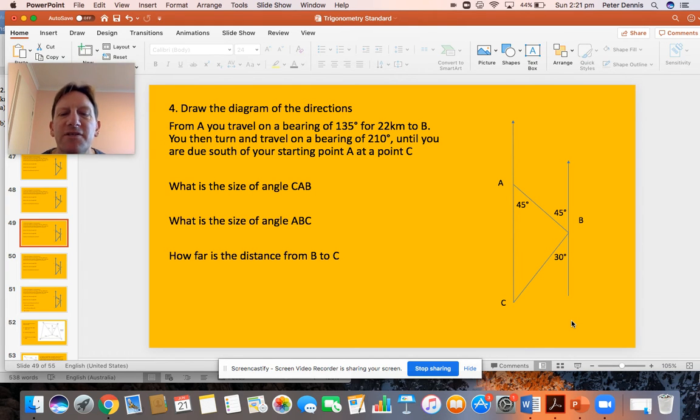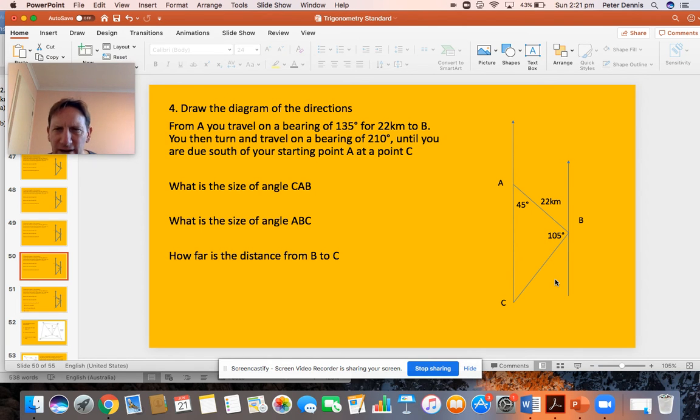How far is the distance BC? So that's this distance here. Oh, hang on. Did I do that? Angle ABC, we haven't quite got that yet. We know that's 180. We know that's 45 and that's 30. So that's 75. So this is 105 degrees. Yeah, there we go. 105 degrees.